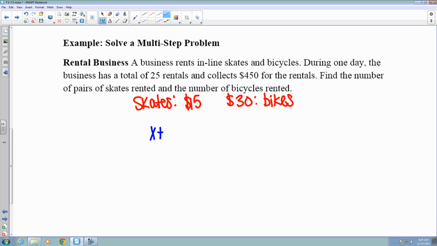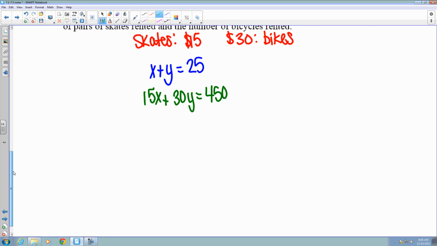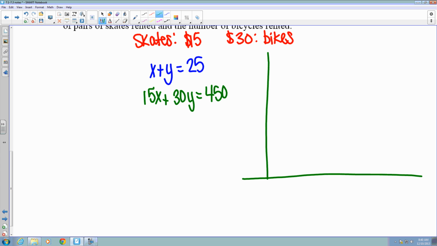So our first equation is the easy one. X plus y is 25. X is skates, y is bikes, and that's all we need to do because we don't know how many of each. Then the next one we include the cost, so it would be 15x plus 30y equals our total cost of 450. Then we need to graph. Okay, I'm going to go by fives on both axes, and it's best to use the same scale.